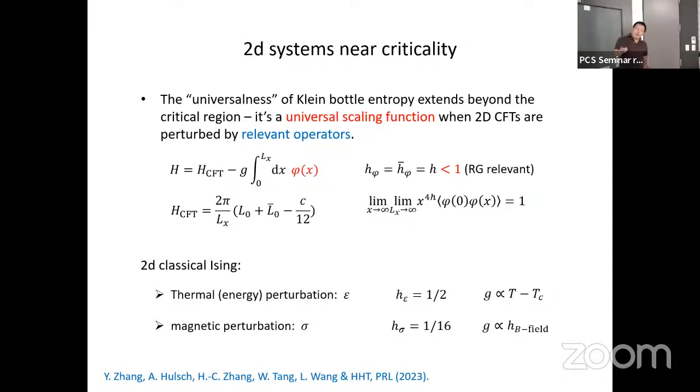Okay, so here, in the second part, I want to show that this Klein bottle entropy can be used also for systems which are not critical, but they are not too far from the critical point, so that the correlation length is still large, and you can describe the system using a field theory.